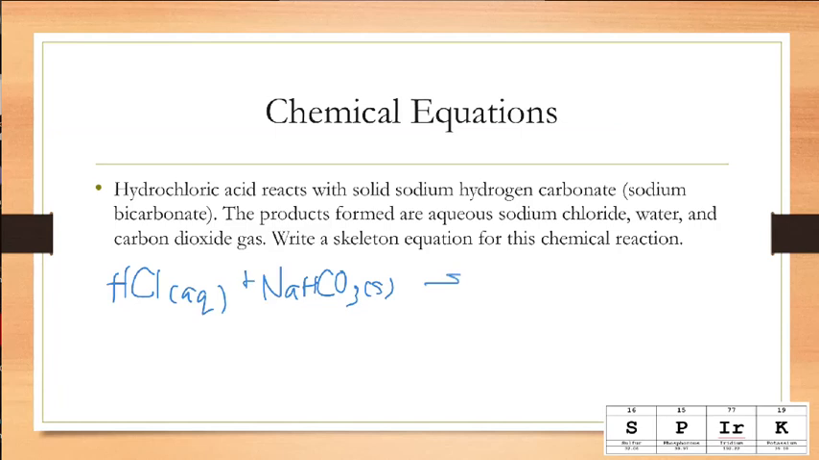And that yields, to give us, which we can look back at our problem, tells us it gives us aqueous sodium chloride. So NaCl(aq) plus water plus carbon dioxide gas. And there we go. That's our first chemical equation.